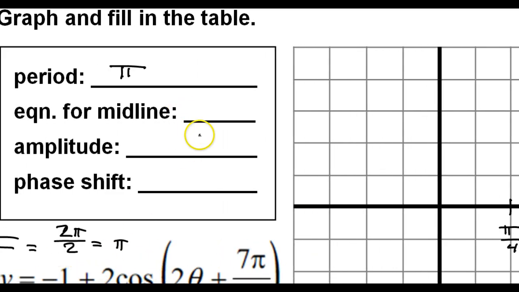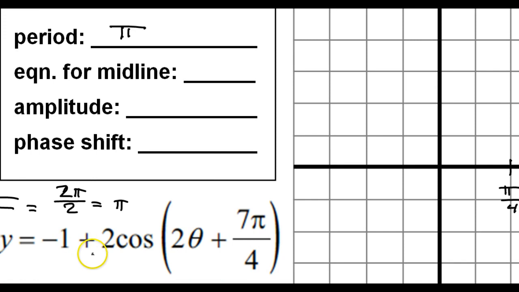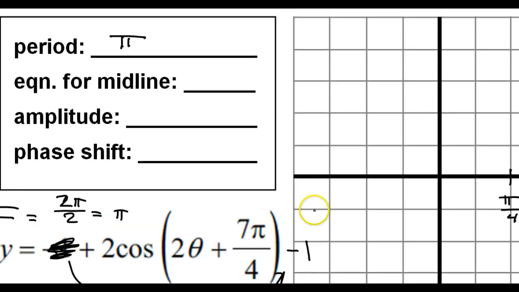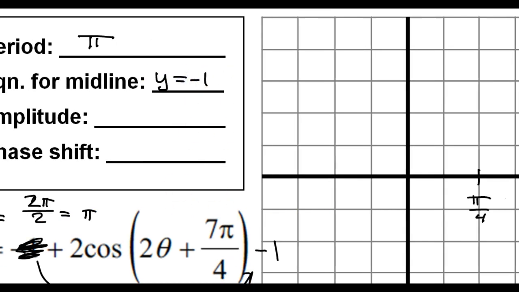Next, let's talk midline. Well, it's weird because they put it in the front this time. Normally, we'll see that -1 on the end, looking more like this. Either way, that's the midline. So the midline is y equals -1. Let's go ahead and draw that in.